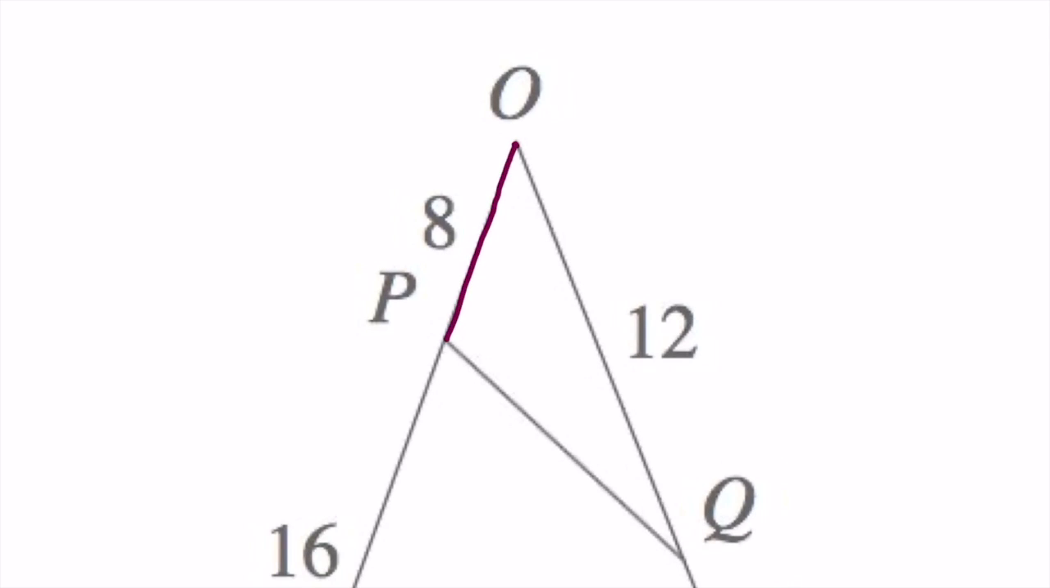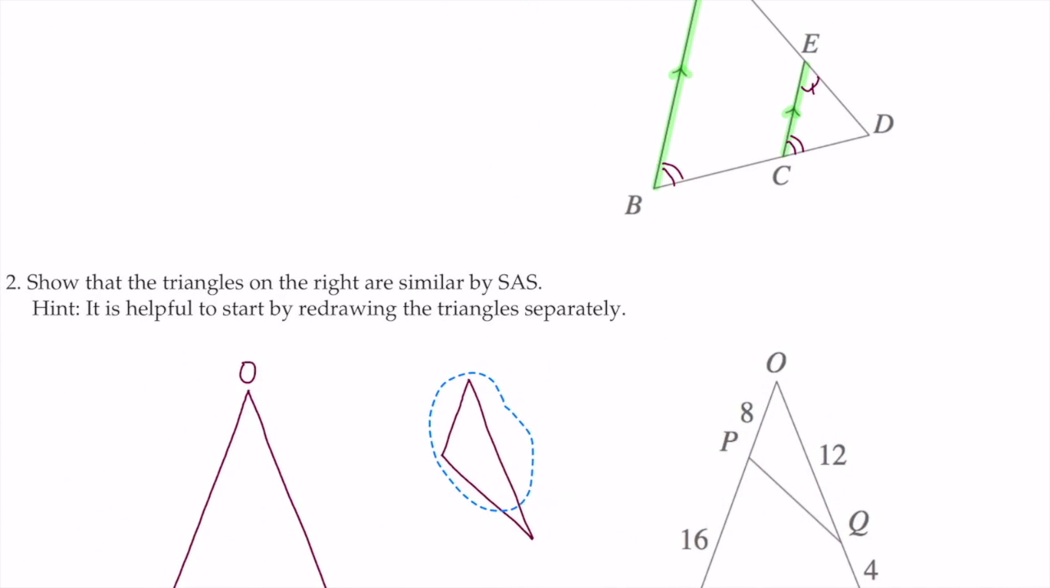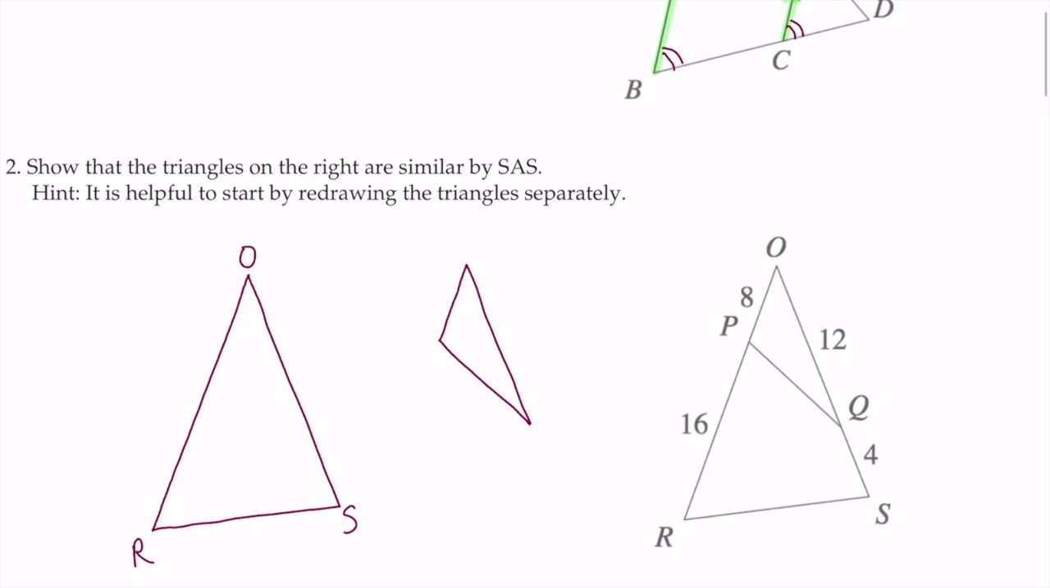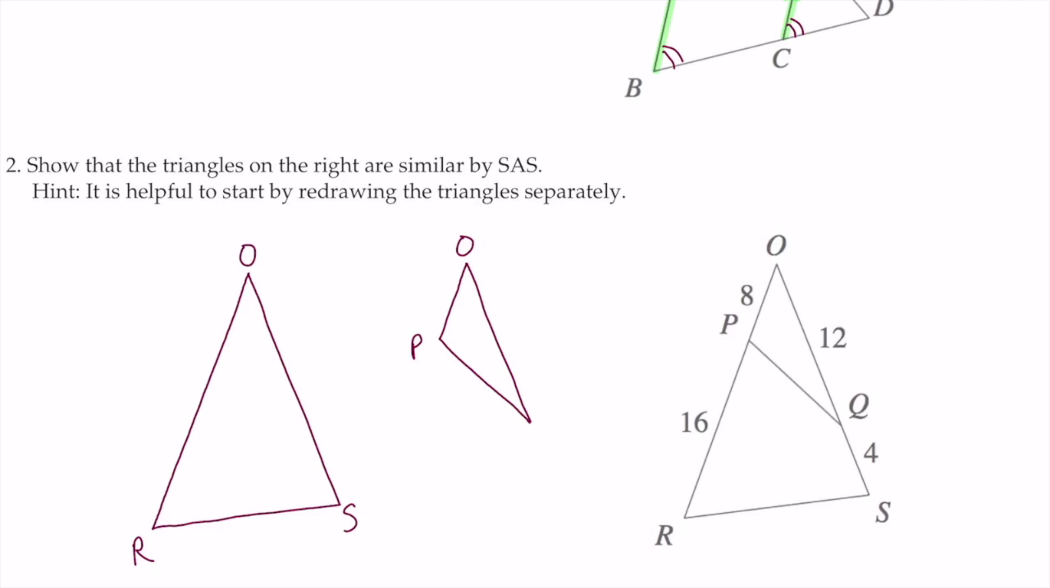I'm tracing the smaller triangle now. And after I have these triangles traced, I'm going to label the vertices and the given side lengths. Okay, here are my 2 triangles. Now let's look at side OR. It looks like side OR has a length of 24 and side OS has a length of 16. Side OP has a length of 8 and side OQ has a length of 12.